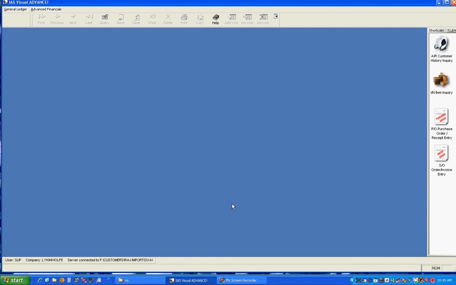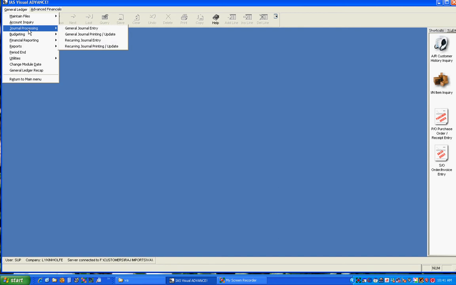Okay, as we continue through the general ledger, we're now going to do our journal entries. The journal entries are two types. One is a beginning balance, which is what we're going to do today, and that's just to get it started. You would very rarely ever enter beginning balances, except when you first start the system. So that's what we're going to do today by going to the general ledger module, journal processing, general ledger entry.